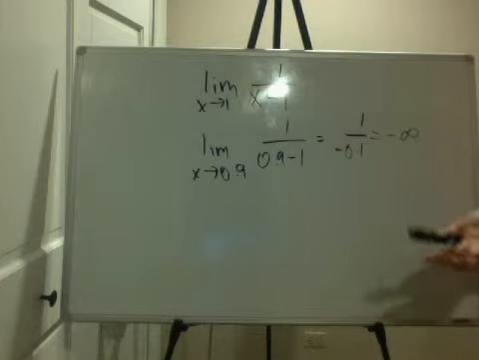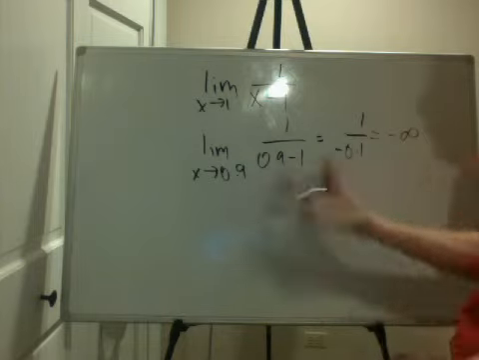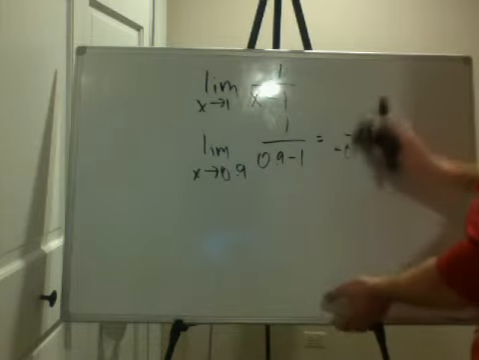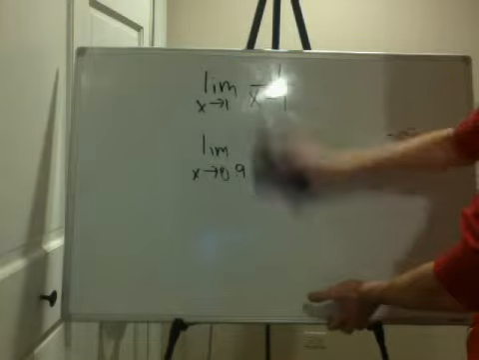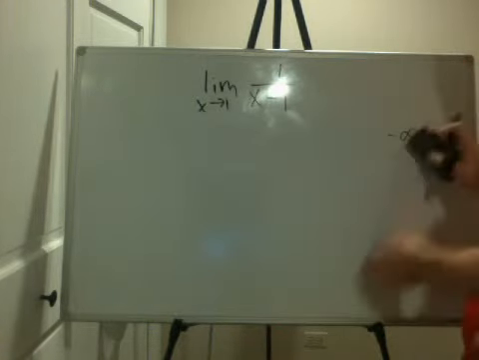Once again, this is just kind of an approximation. This would actually not equal negative infinity. It would be 1 from the left. But my point is that it's just going to get bigger. As you get closer to 1 from the left side, they're going to get bigger in the negative direction.